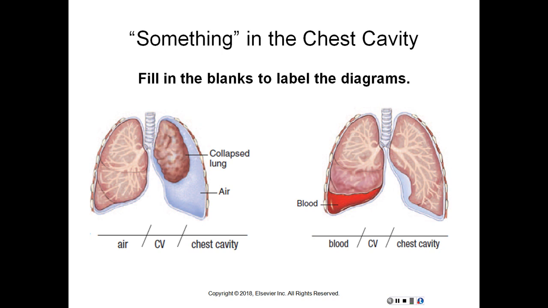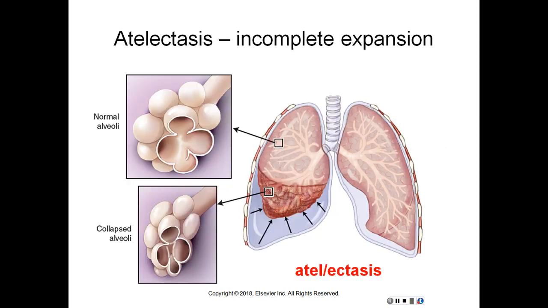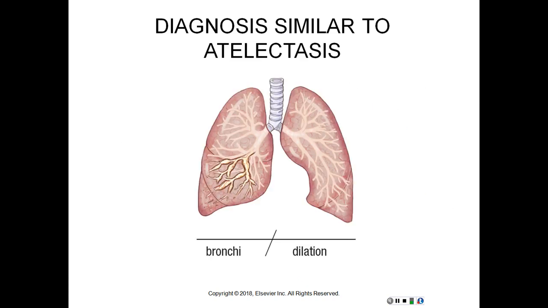are choosing pneumothorax. Whoops, they both came up at the same time, I apologize. So the other one is blood in the chest cavity, so hemo is blood, so hemothorax is the other one. And then atelectasis is incomplete expansion, and so here they're just breaking it up into word parts below. And a diagnosis similar to atelectasis is bronchi and then dilation. So if you find the combining form that means bronchi and then the suffix that means dilation, you will come up with bronchiectasis as your term.